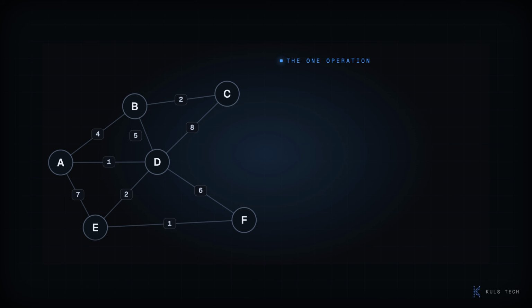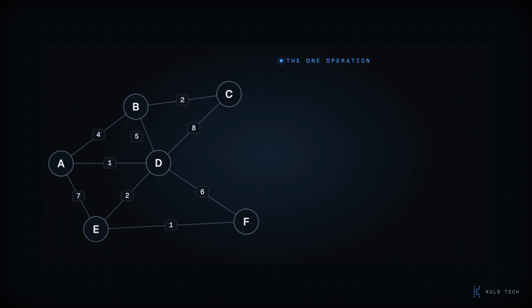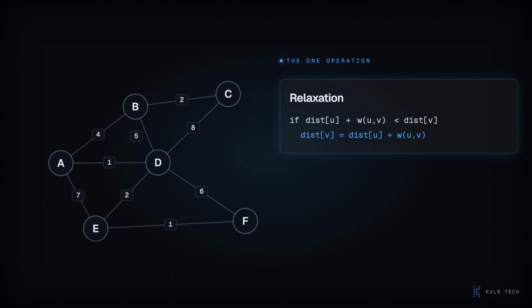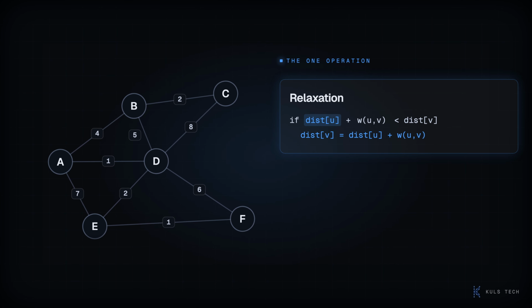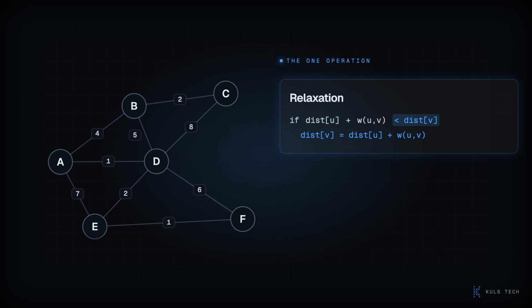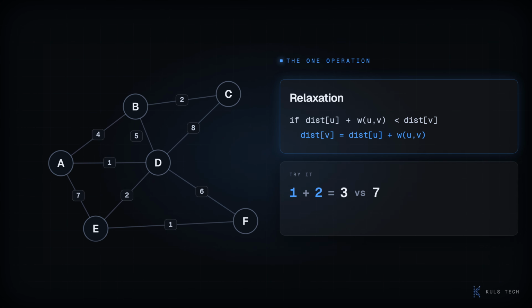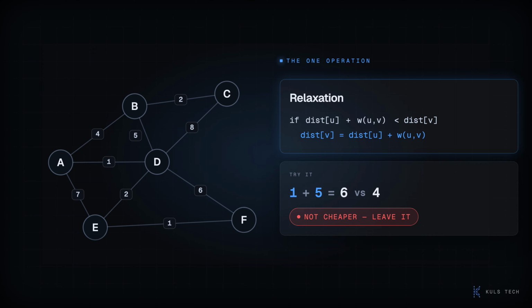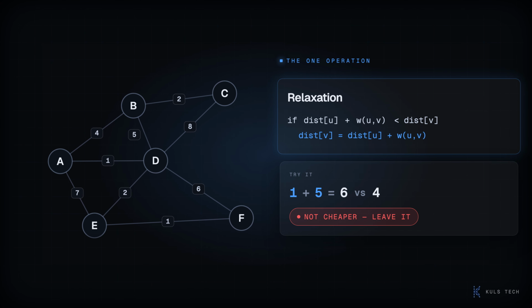And there's exactly one operation you repeat. It's called relaxation, and it's just a comparison. Take where you are, add the cost of the road, and ask, is that cheaper than the best price I've seen for the place at the other end? If yes, write down the new number. If no, leave it alone. That's it. That's the whole algorithm.